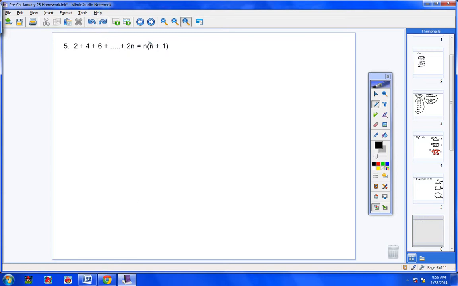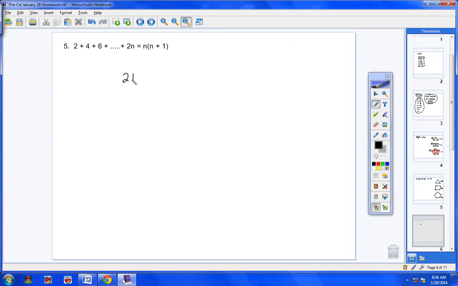Now I'm going to check my sum formula. I'm going to put a 1 in and I get out 2, and that's right. I'm going to put a 2 in and I get out 6. Well, 2 plus 4 is 6. I'm going to put a 3 in and I get 12, and that's right. 2 plus 4 plus 6 is 12. So I just kind of checked everything. Everything looks good. Let's go ahead and put k in everywhere there's an n.